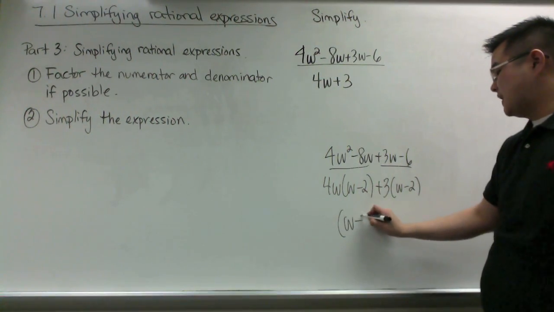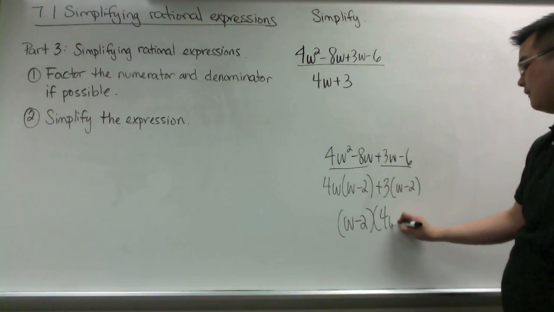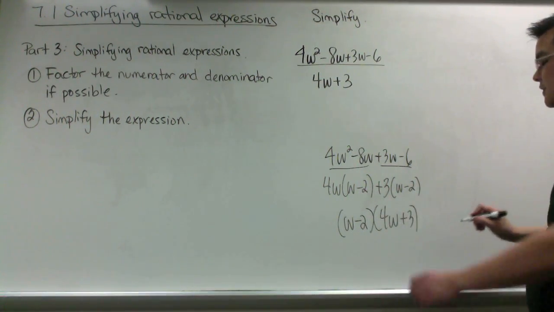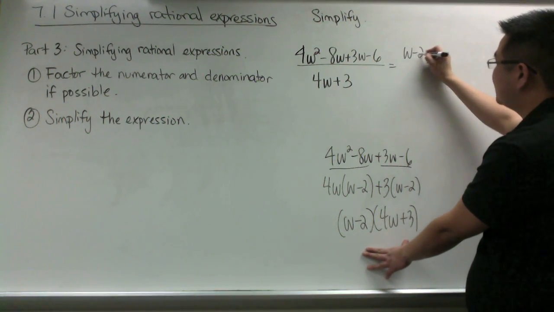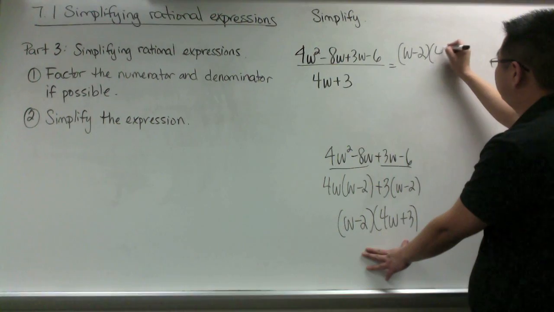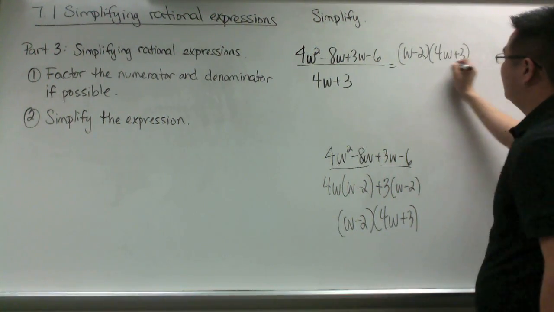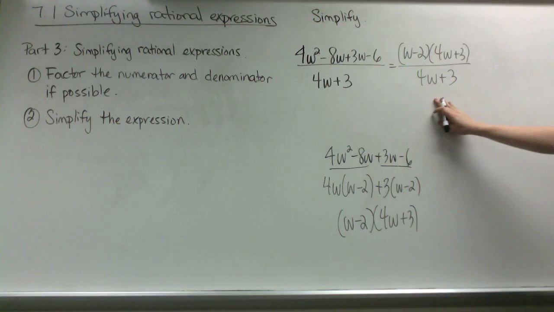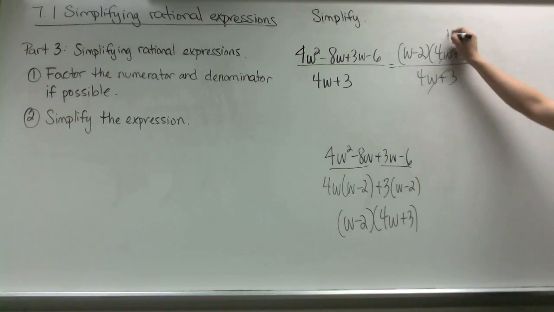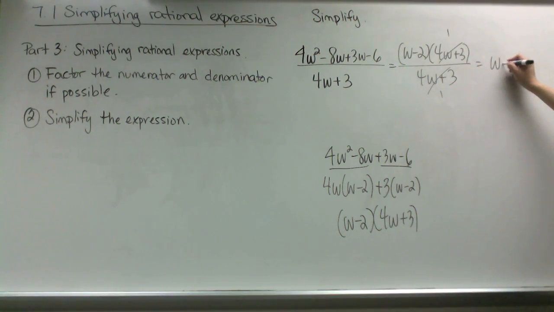So the expression factors to w minus 2, 4w plus 3. So now I'm going to take the factored part and write it up here. W minus 2 times 4w plus 3 over the denominator. And I'm going to simplify the expression, divide out the two binomials. I'm left with w minus 2.